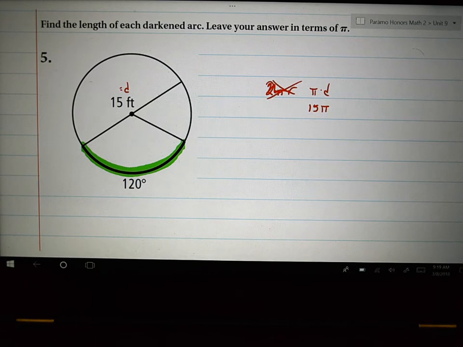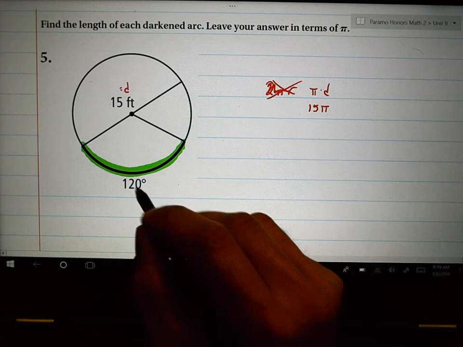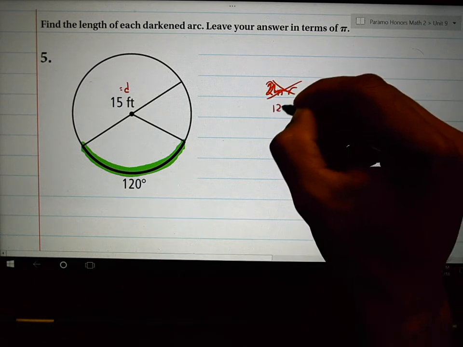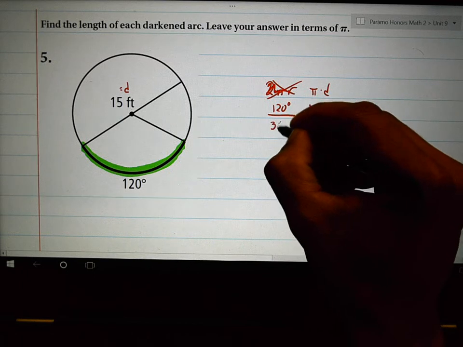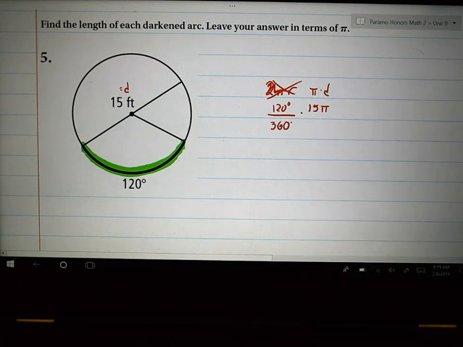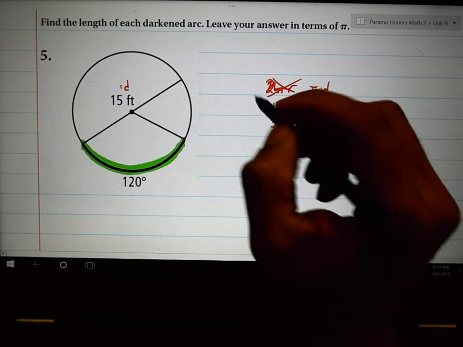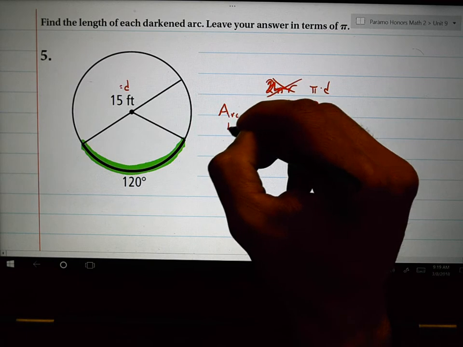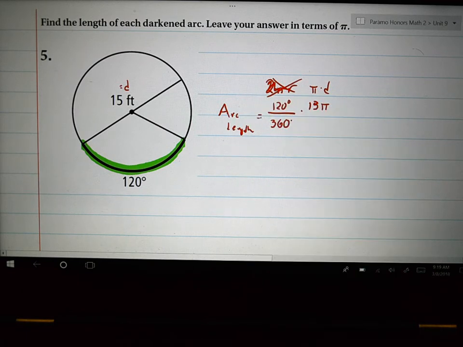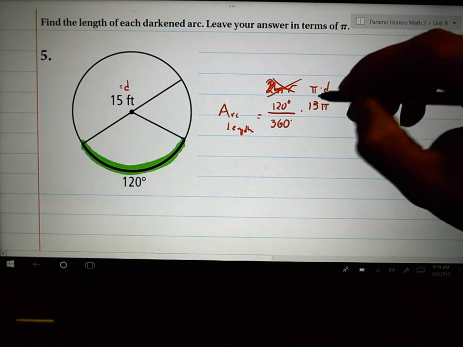We want to know how much is this compared to the whole thing. So what we're going to do is take the measure of the arc, 120 degrees, out of how many degrees? And we're going to multiply that by 15 pi. This will give us the arc length. This will give you your percentage of the whole circumference.